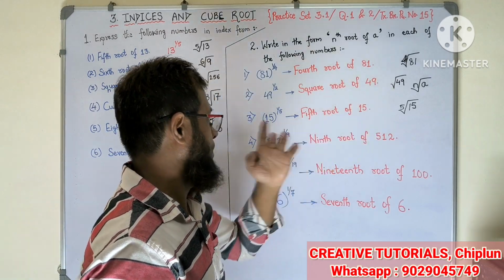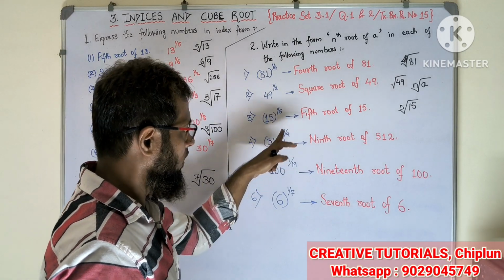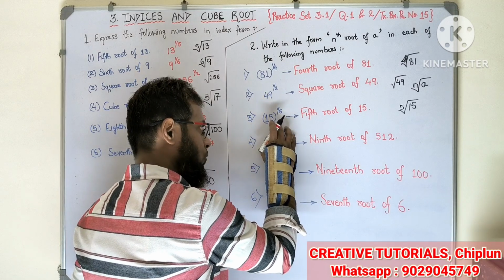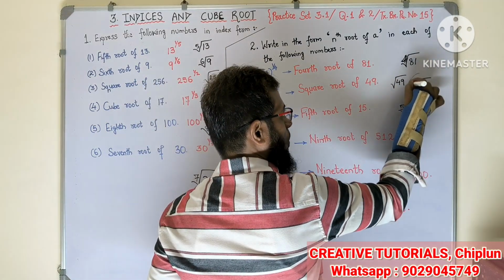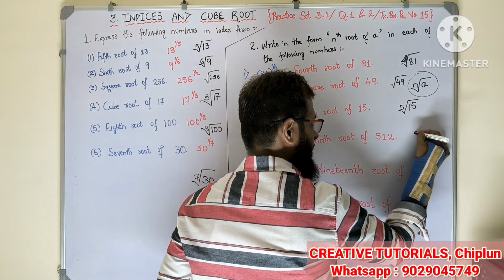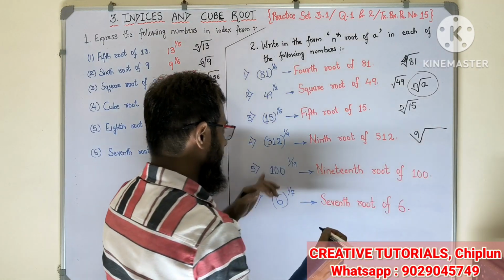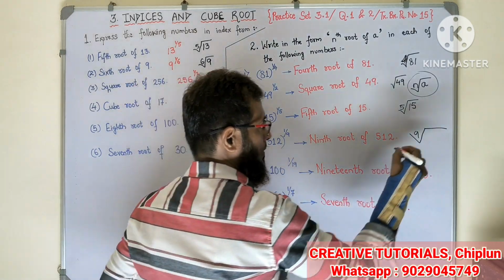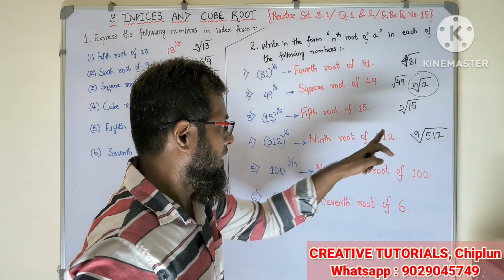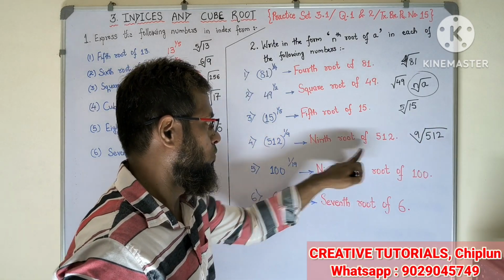Okay, dear children? Perfect. Next question coming across is 512 raised to 1 upon 9. Again, now if I want to write this one in this form, nth root of a, how will I write? I will write it as 9th root, so this 9 will come in the pocket of the root, and the radicand will be our 512. So we will write that 9th root of 512.